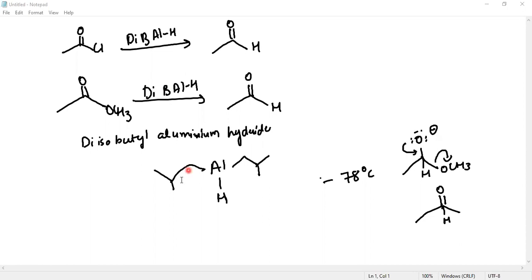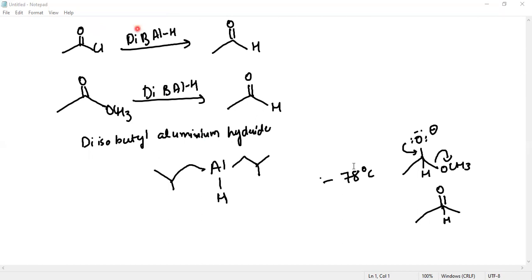This is how it looks. So this is the isobutyl group, and there are two of them. And then you have aluminium, and then you have the hydride. Since you have only one hydrogen over here, you will be able to put in only one hydrogen, so it can't be further reduced. So your reduction process will stop at the aldehyde. So you do know how things will proceed.